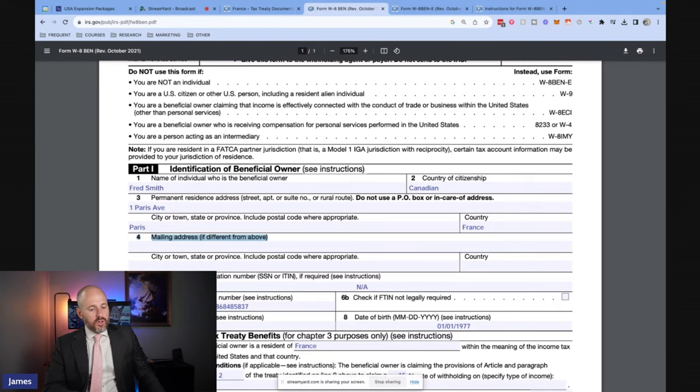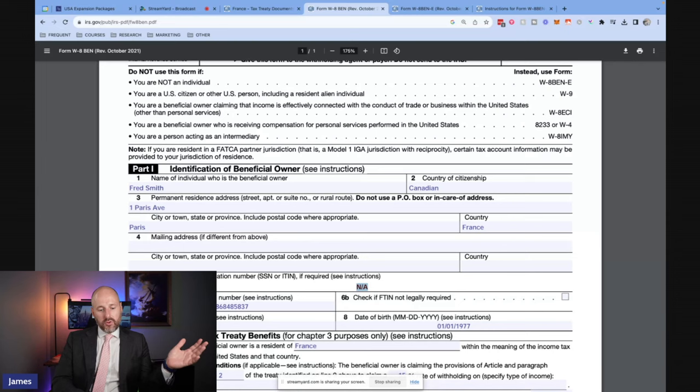Then we get down to the U.S. taxpayer identification number. Most people completing this form aren't going to have a U.S. TIN. You're not going to have a social or an ITIN because you're a non-U.S. person. Why would you have these numbers? Unless you applied for it. If you have an ITIN, you can share that. But if you don't, then you can leave it blank or put N/A.